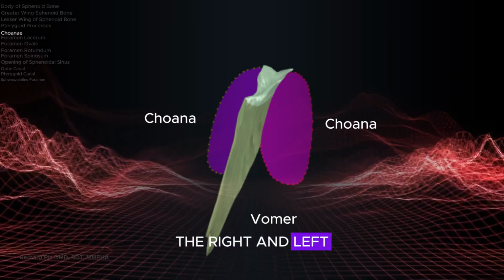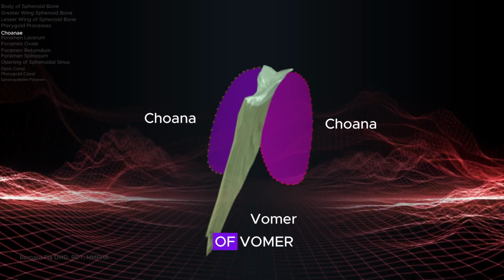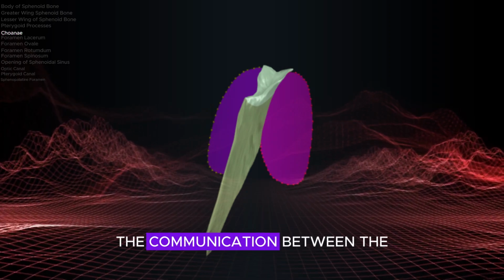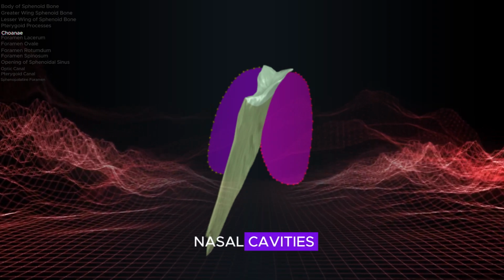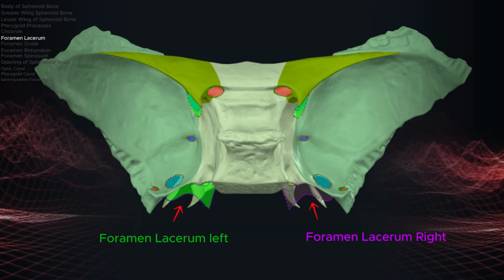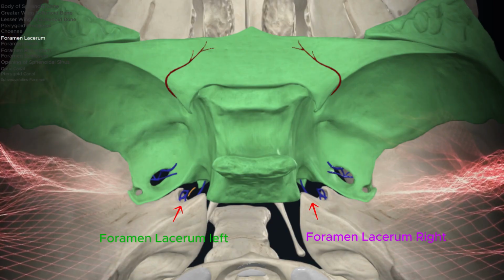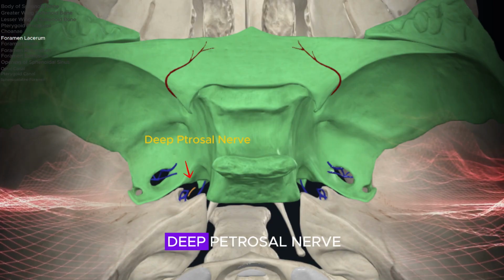The right and left choanae are separated from each other by the posterior border of vomer. They allow for the communication between the nasal cavities and the nasopharynx. The foramen lacerum allows for the passage of meningeal arterial branches, emissary veins, and a deep petrosal nerve.